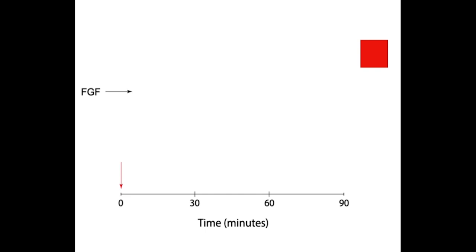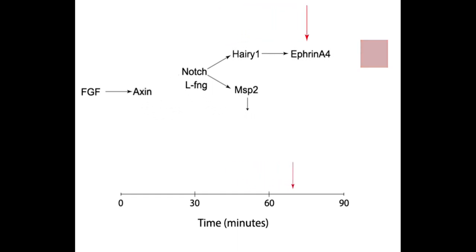The clock mechanism for somite differentiation is based on feedback inhibition. FGF from the node causes the expression of Wnt. Wnt induces Notch, which induces HES1, which in turn induces EphA4. EphA4 can cause somite formation.